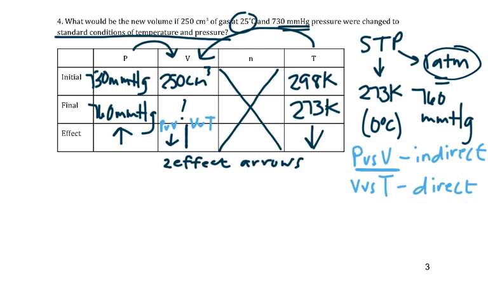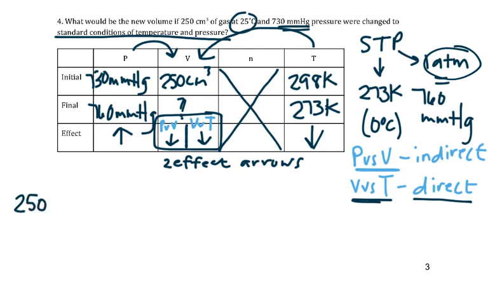Now we can look at our volume versus temperature. My temperature is going down. They have a direct relationship, so again, we should see a decrease in our volume. Now we focus on the effect arrows for the one that we're trying to solve for, and we just set up our calculation like we have.